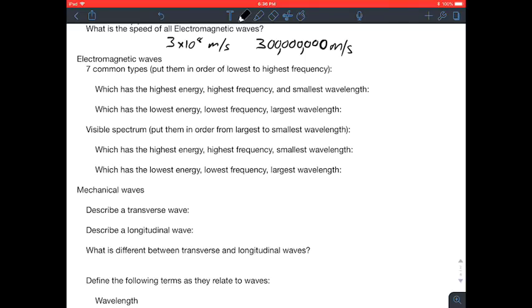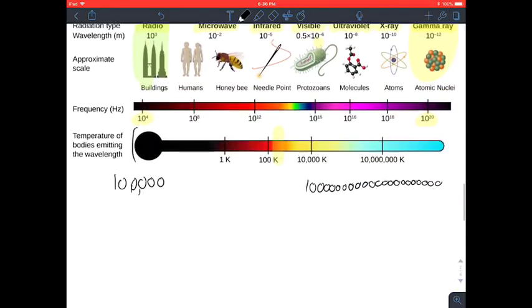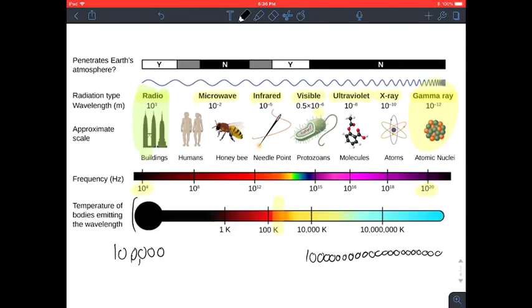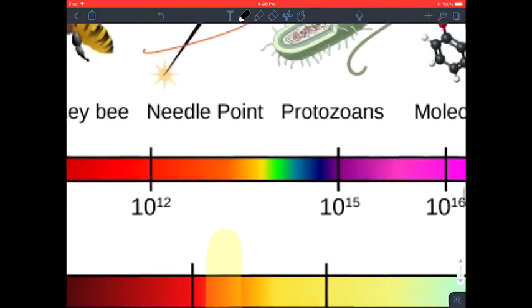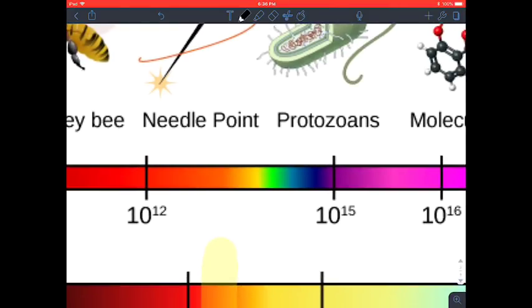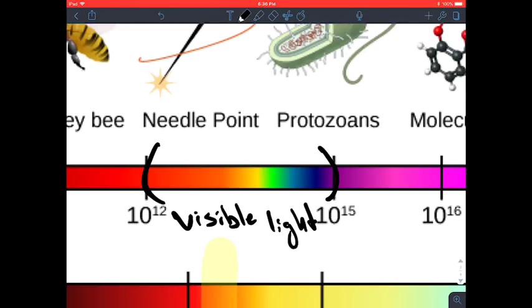If we're talking just the visible spectrum, now we're only talking about light we can see. Let's look at these colors real quick. About this area is going to be our visible light. So this is all our visible light. And high energy is high frequency, so it's going to be over here in the violet section.